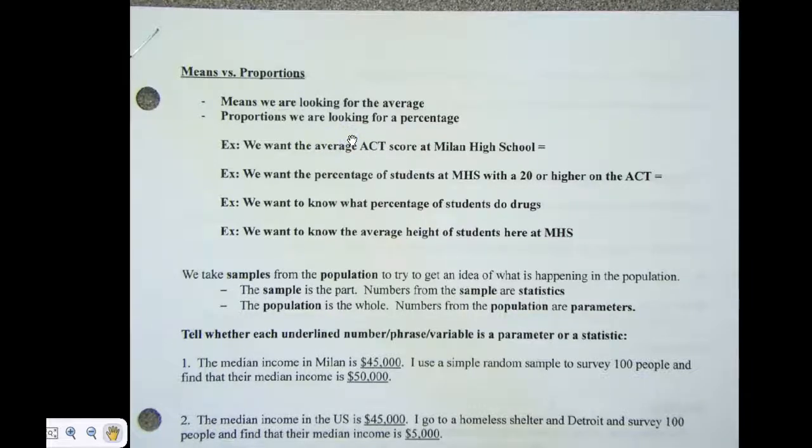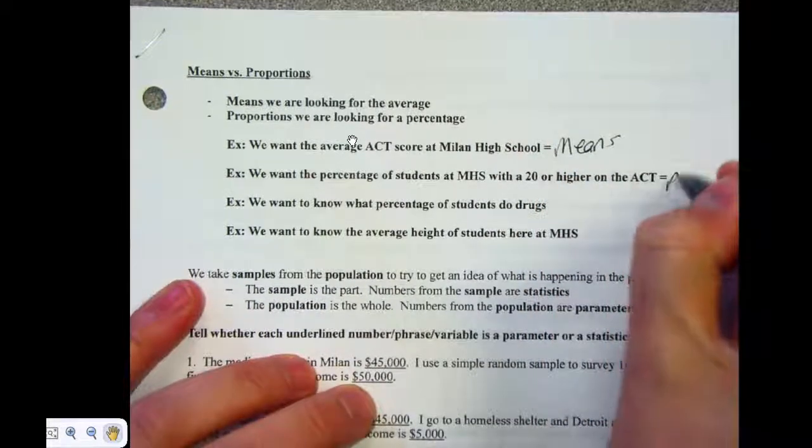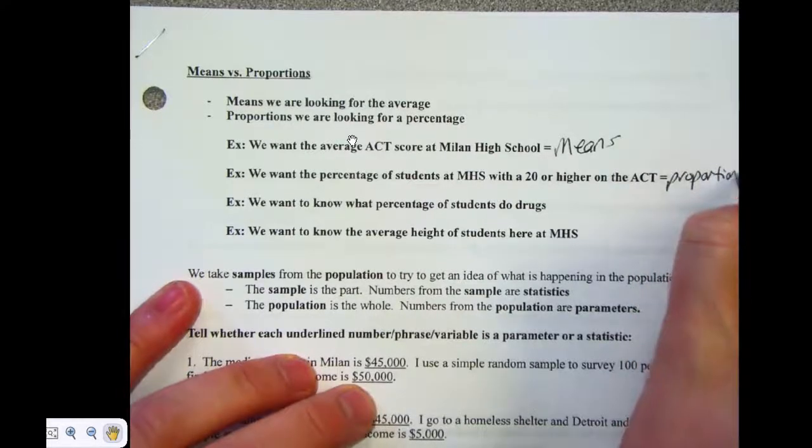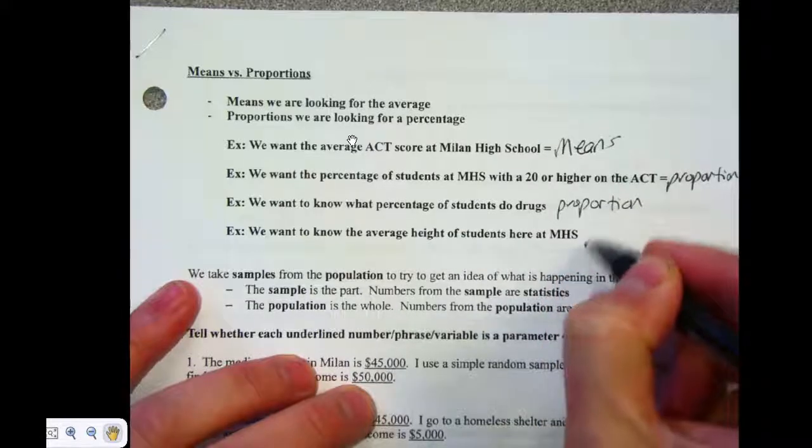I don't know why this isn't working, but that one's means, right. We want the percentage. So what's that? Proportions. As soon as you see the word percentage, it's proportions. What are you saying, just use a dry erase? Well, the video doesn't really... try it for the video, but we want to know what percentage of students do drugs. So means, proportions. Percentage is proportion, average height of students would be mean.